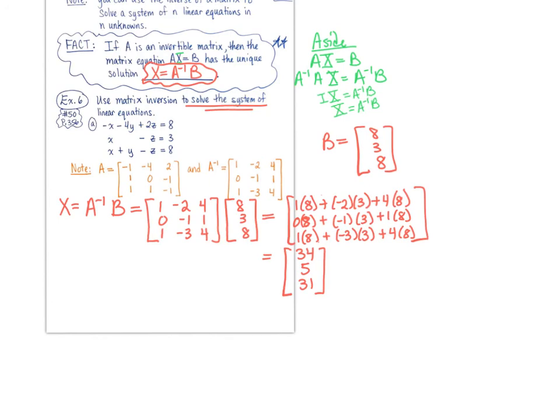So you have X, Y, Z is equal to 34, 5, 31. Okay, that would be your solution.